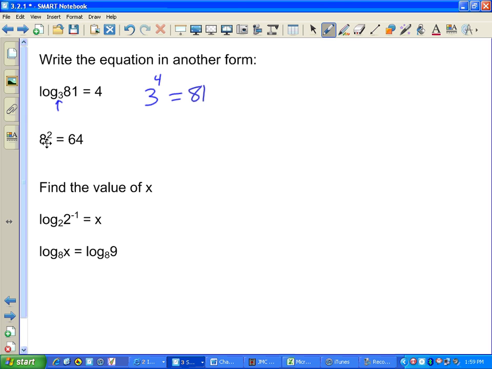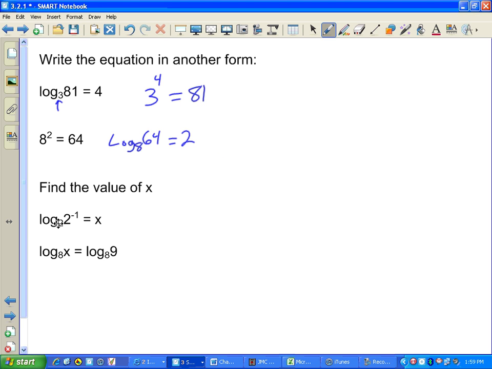If I go from exponential, I'm just gonna do the same thing, okay? 8 is my base, it stays my base. But now instead of pairing the 2 with the 8, I pair the 64 with it, and it now equals the 2. Okay, and you can switch back and forth. 8 squared is 64. 3 to the 4th is 81, so log base 3 of 81 is 4.